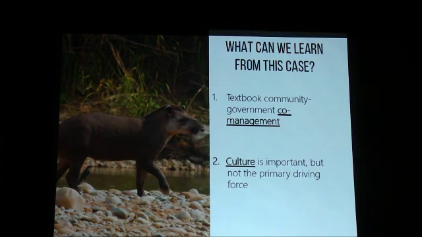So going back to the 2 areas that I mentioned at the beginning of the presentation, what can we learn from this case? First of all, this is a pretty textbook example of community government co-management, where the government holds the majority of the power but is actively consulting the community to see how to manage this national park area. Second of all, culture is important in this case, but it's not the primary driving force. We really see this initiative emerging in response to threats from extractive industries and promoting livelihoods, but there is a huge emphasis on cultural preservation.